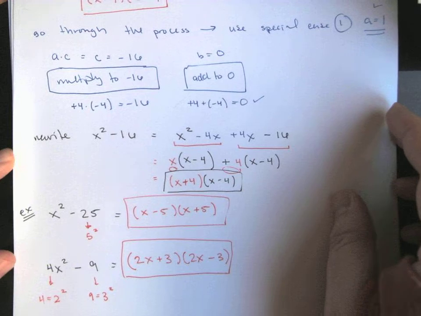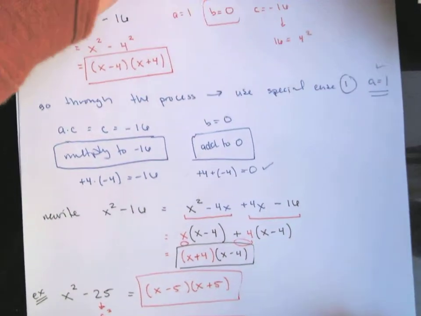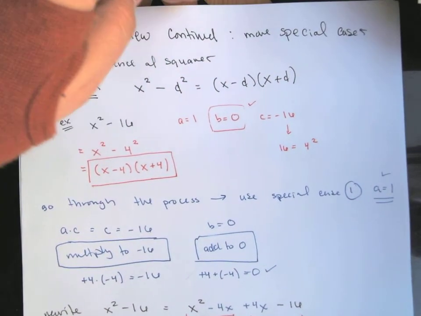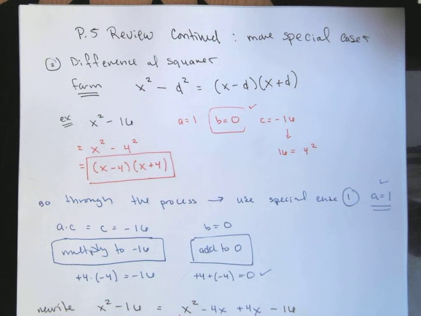So this is what we call the difference of squares. Difference, of course, because subtraction. Squares because squares, right? Perfect squares.